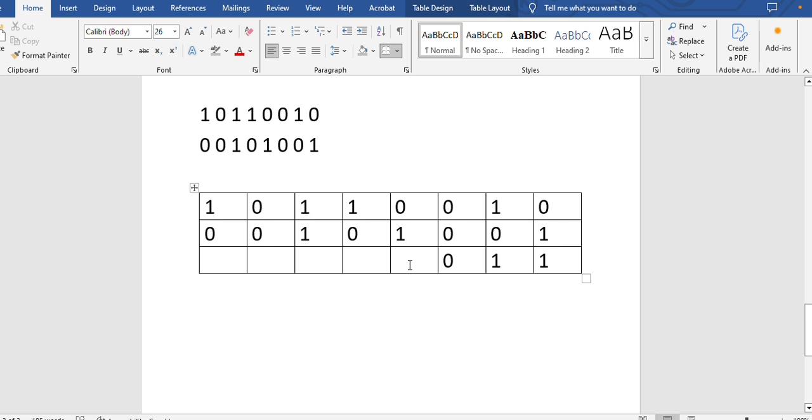0 0, then 1. So here you will be adding 1 plus 0, you get 1. Here you also add 1 plus 0, you get 1. Here you add 0 plus 0, you get 0. 1 plus 0 plus 1, it is 1. 1 plus 0, it is 1. 1 plus 1, it is 0. It is not 1, or it is not 2.